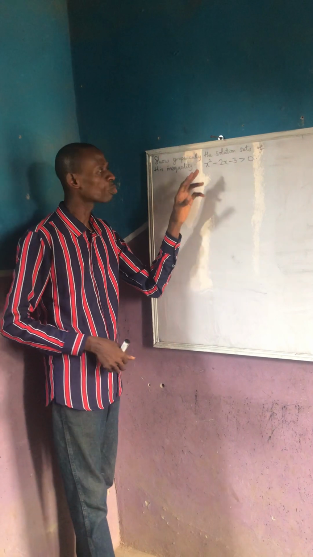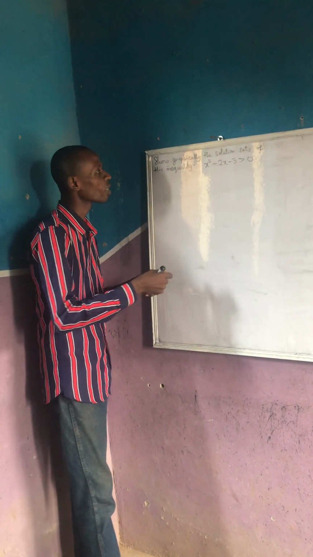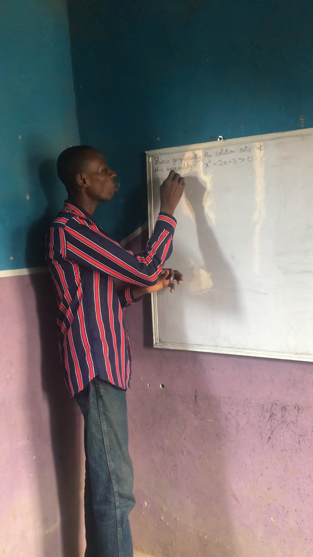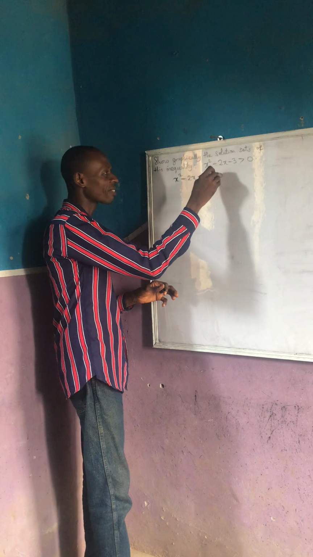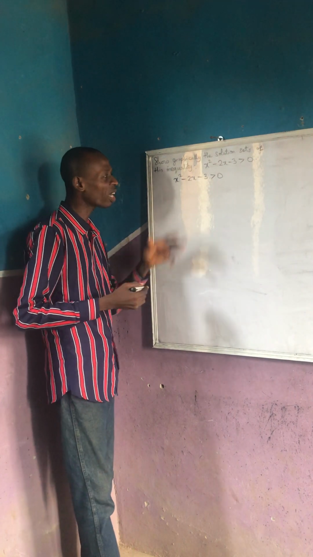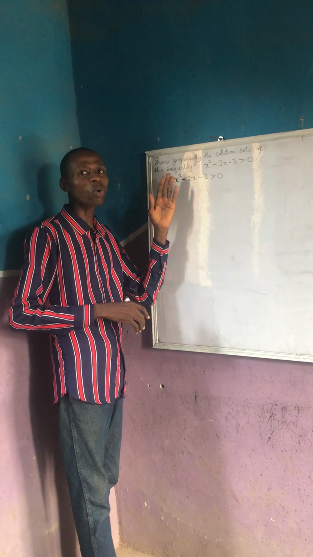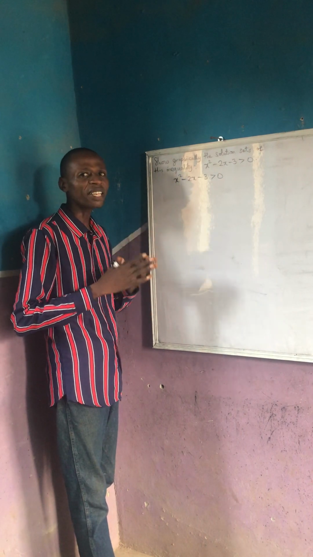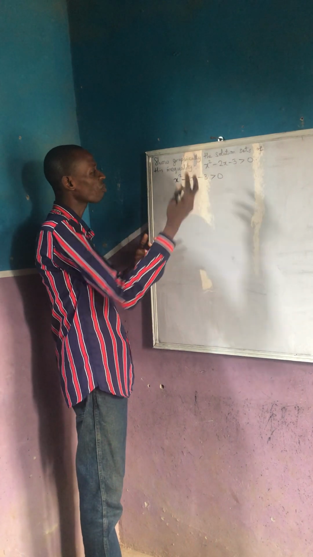Now let's go to this question. We have x squared minus 2x minus 3 greater than 0. Very interesting question. The first thing, because it contains a quadratic equation, we need to solve this quadratic equation. Very simple, let's just look for the factors.